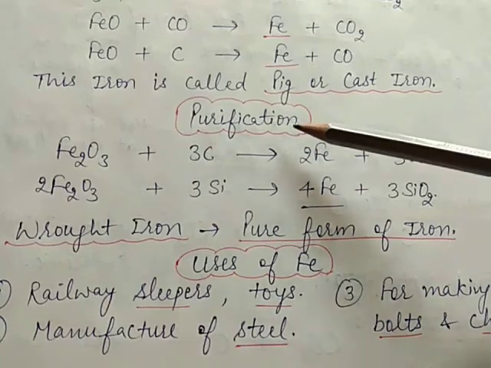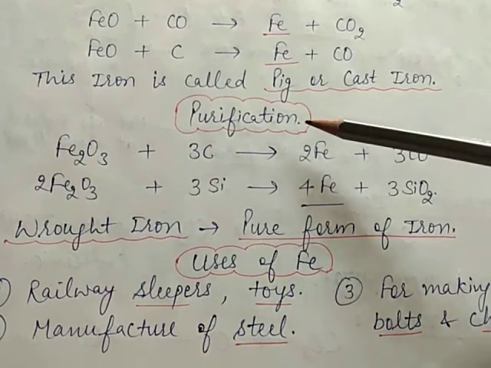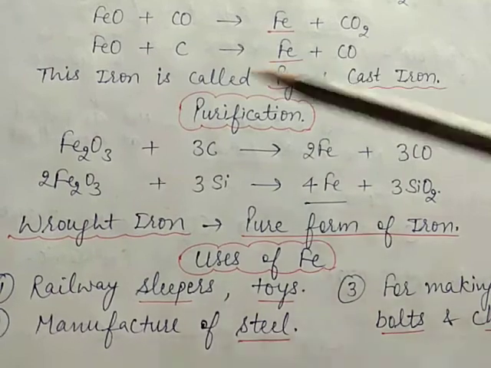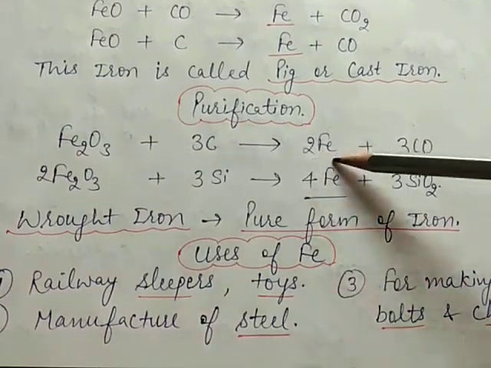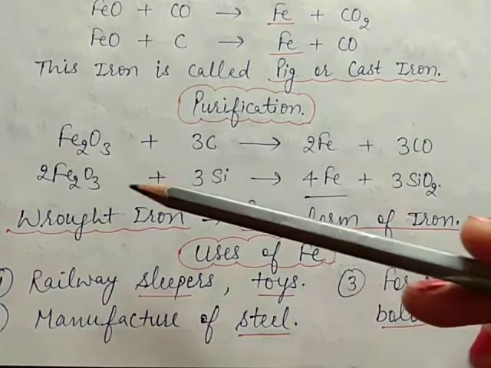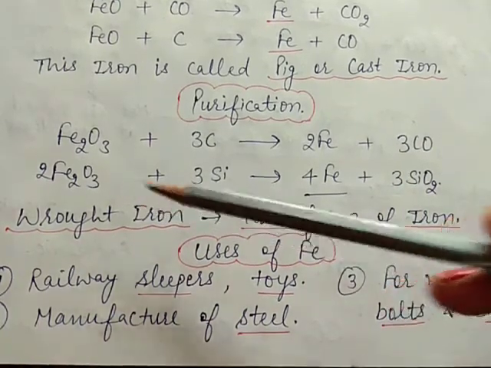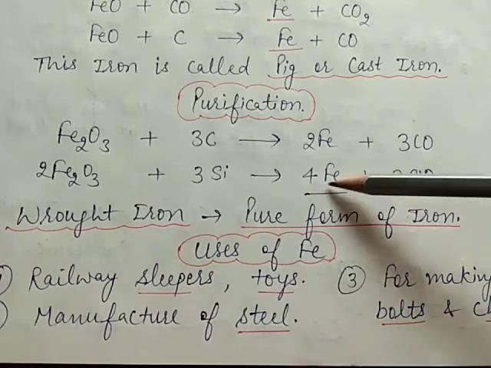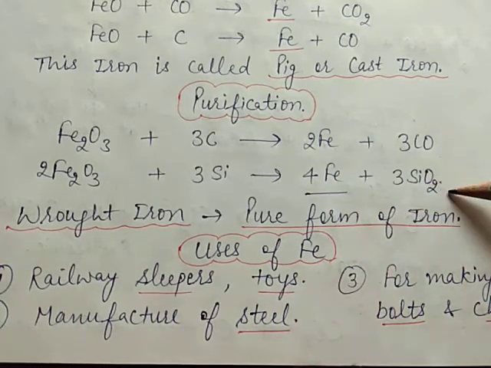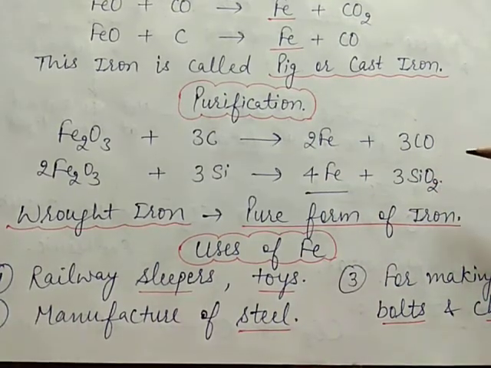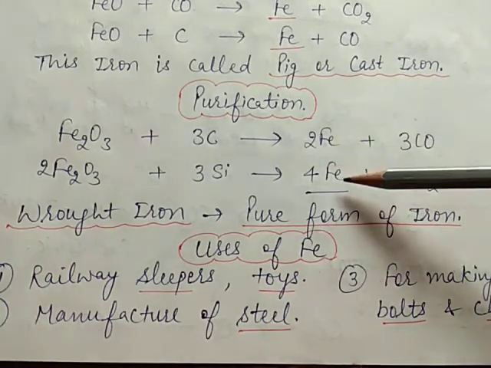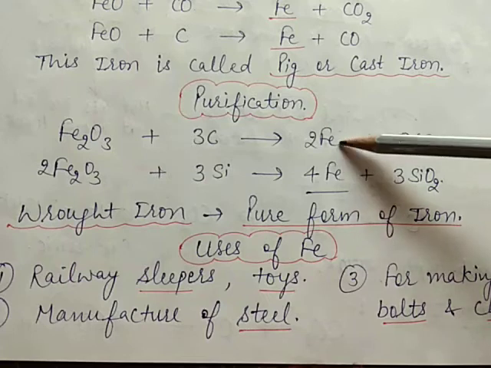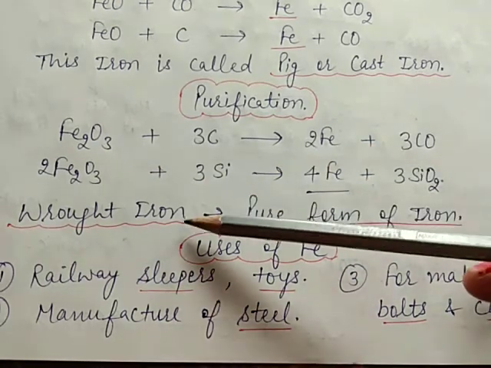How is this iron purified? The last step is refining. Fe2O3 reacts with coke, meaning carbon, and it will form Fe plus CO. 2 Fe2O3 plus 3 Si forms Fe plus 3 SiO2, meaning impurities are removed and pure iron is formed. This pure form of iron is called wrought iron.